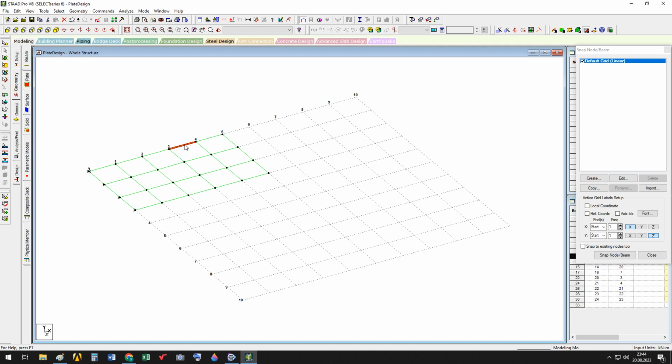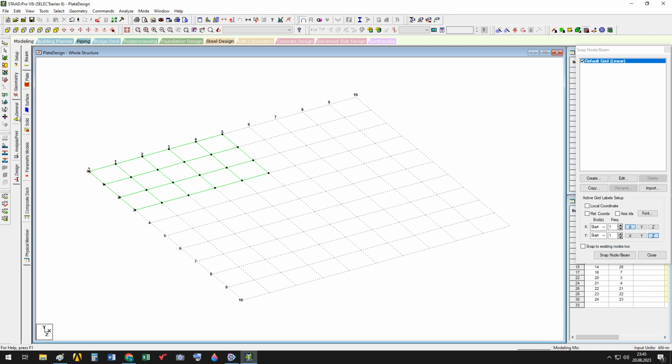My beams are also divided into segments because the connectivity between beam and plate elements should happen at the nodes, at the common nodes. So we have to make the nodes of the beam and plate elements common, so that the finite element method works.